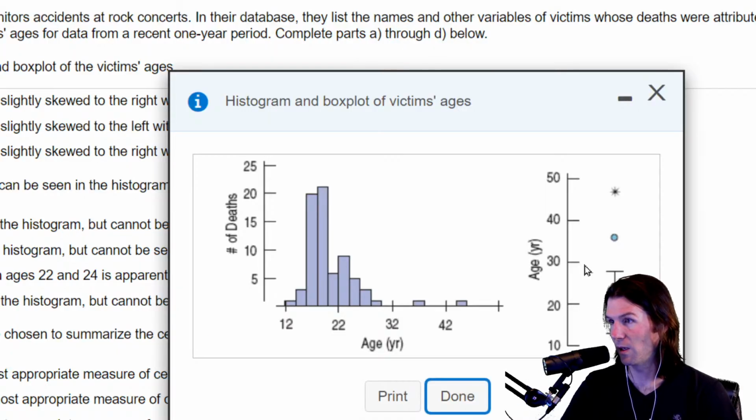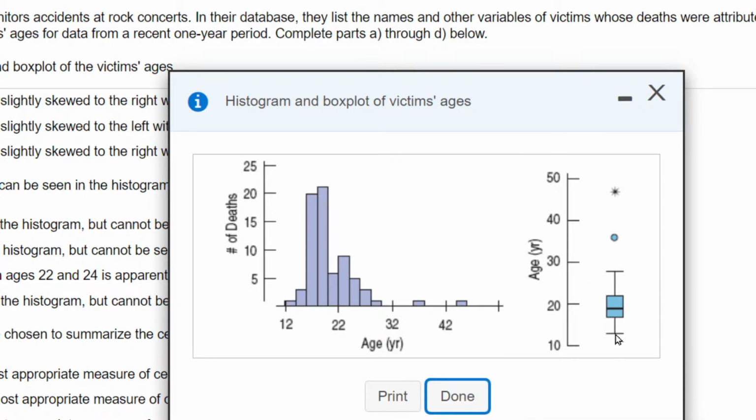Just so you can see, let's zoom in on this. So this is the min, the lowest number. The Q1 is the bottom of the box. The median is the line in the box. The Q3 is the 75th percentile, and the maximum right here is the highest.